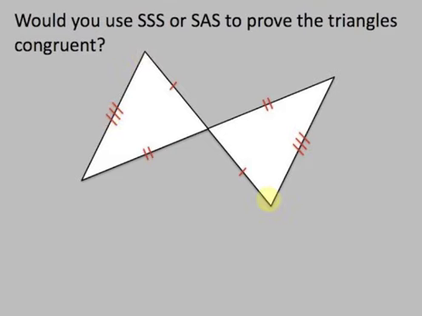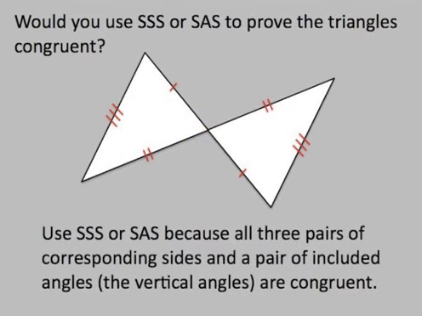But we have the special angles here. These are vertical angles, so we have an included angle as well. So we could use side, side, side, or side, angle, side because all three pairs of corresponding sides and a pair of included angles, the vertical angles, are congruent.